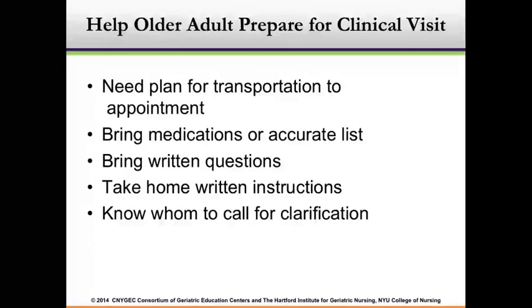And helping an older adult prepare for a clinical visit, what kind of transportation do they need? To ask them to bring their medications or an accurate list, to bring their questions written down because they forget, and in the moment and in the time pressure of a short amount of time, they may be flustered. One of the most important things that you guys can do is give older adults written instructions to take home. This is reminders of exactly what they do. And to give them a telephone number of someone that they can call if they need clarification.